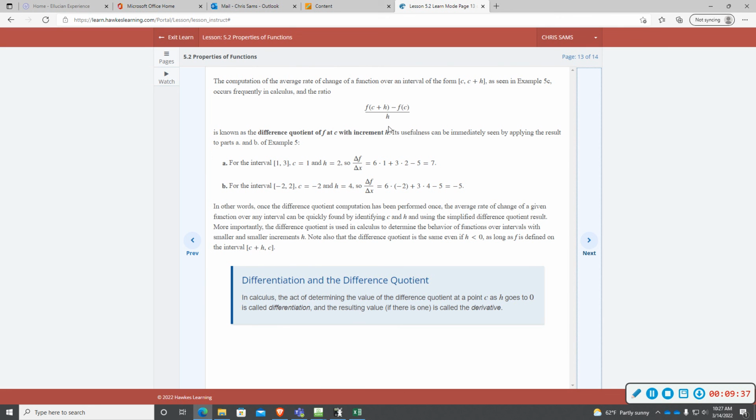And this is called the difference quotient. It used to be a calculus concept, but it wants you to start using it here with algebra. And this is just another way of finding the average rate of change. It's telling you differentiation and the difference quotient are the same thing in calculus, but a little bit more challenging here. This is really a good concept to cover, and we'll touch on that when we see it in the examples.